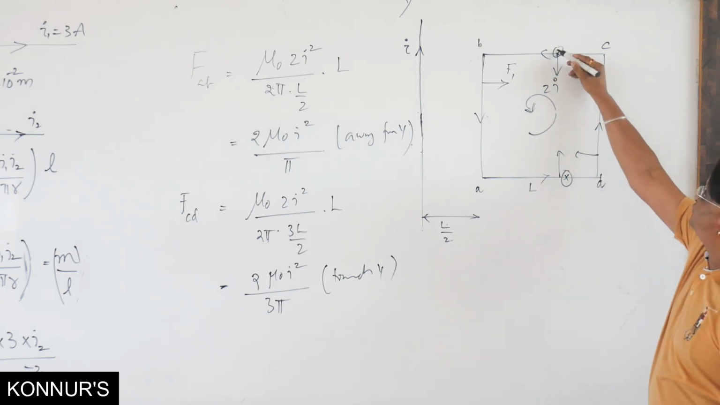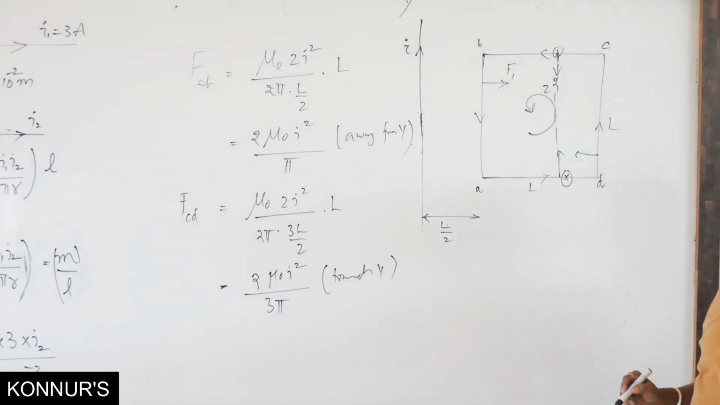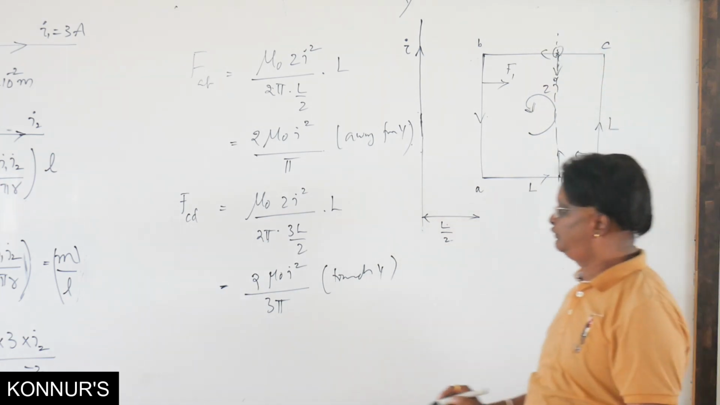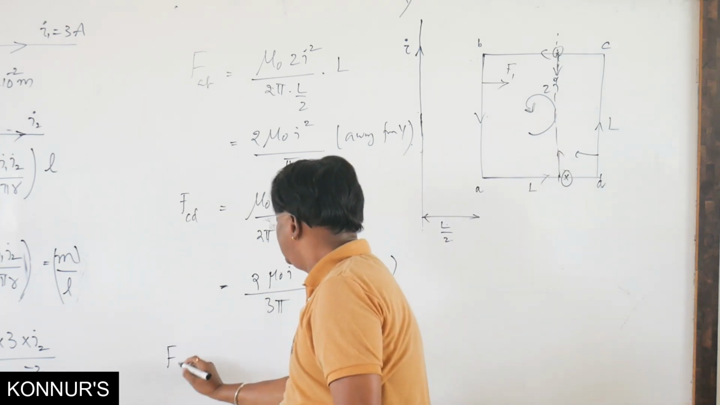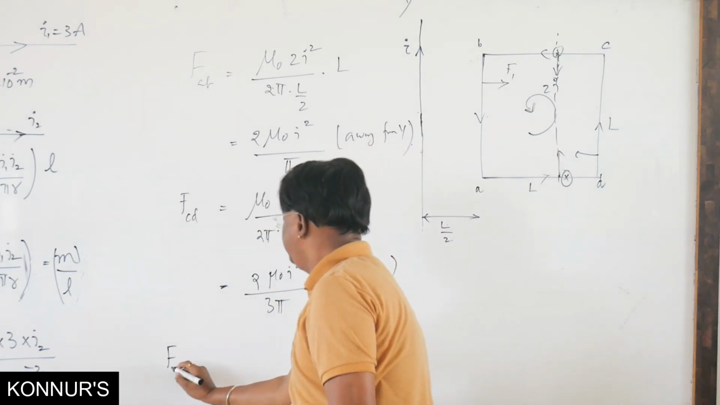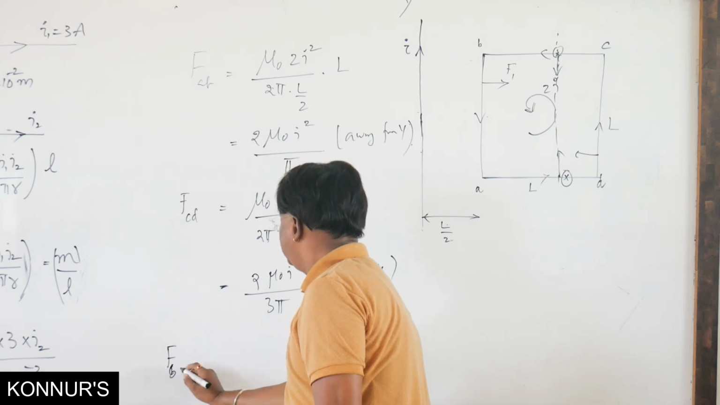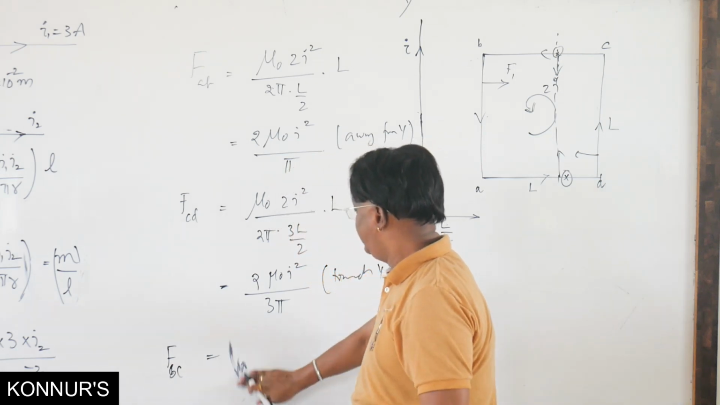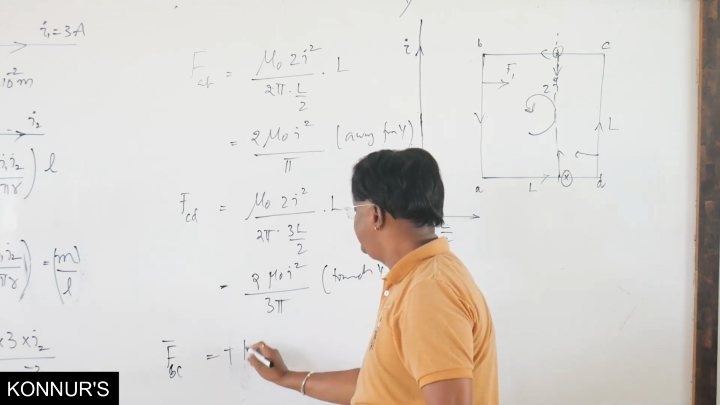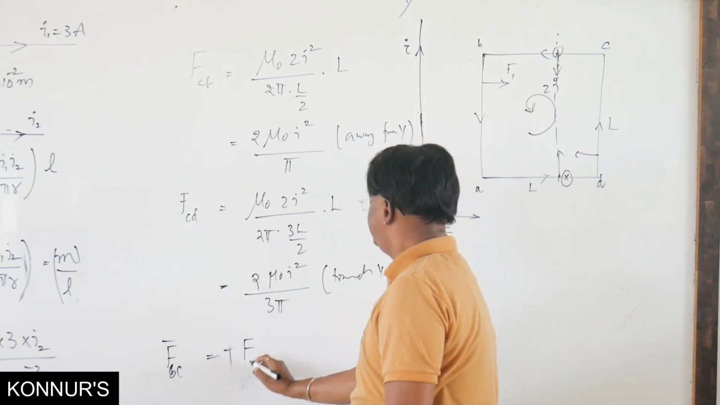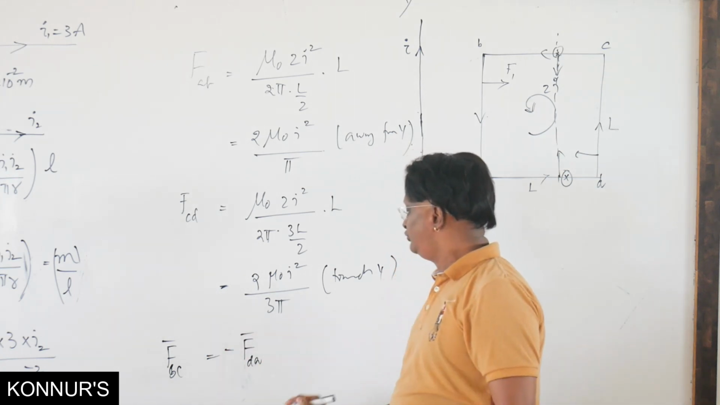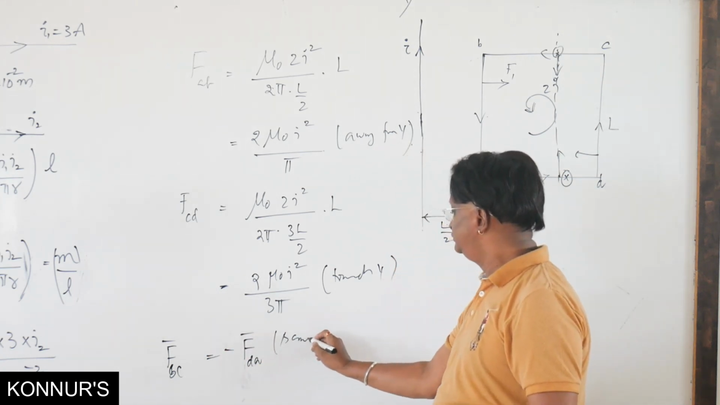And remember, these two forces will be equal because the induction is the same, the length is the same, the current is the same, and they will also be on the same line joining. That is what I am now writing. So force on BC is equal to force on DA. They are the same, and if I write minus F DA bar, they are equal and opposite, with the same line of action.